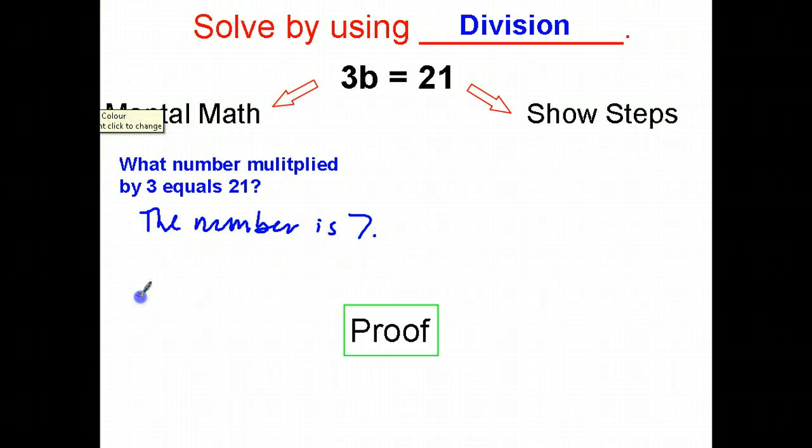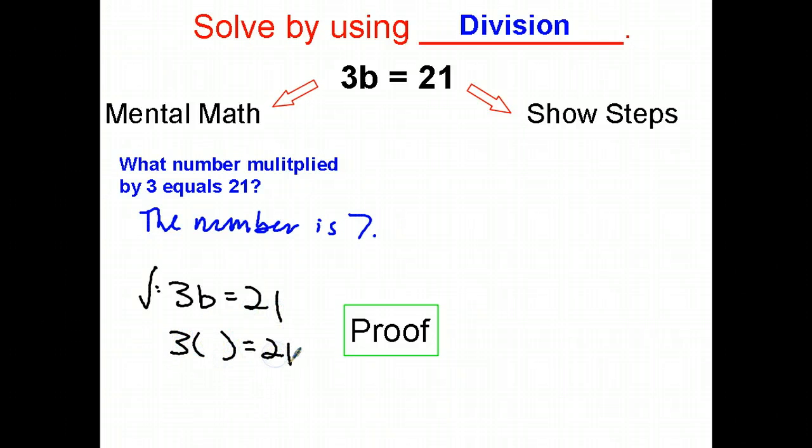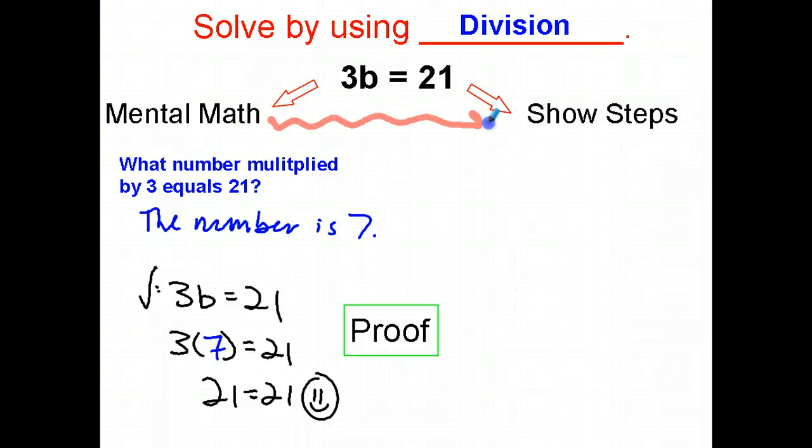So we recopy our problem to prove it. 3 times b equals 21. 3 times whatever our solution is, which in this case we got was 7, equals 21, and 21 equals 21. So at this point we can be pretty confident we know that we're right. But it's really important long term that we move away from mental math and work towards showing our steps for all that we do.